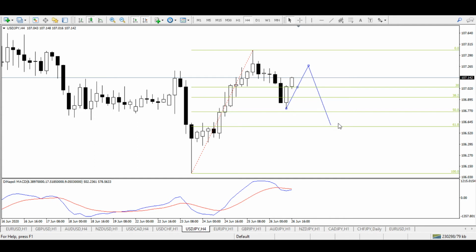If price doesn't stop here, if price doesn't make support, if price doesn't make a bullish candle pattern on the 4 hour here, then we will exit the buy position at a loss.